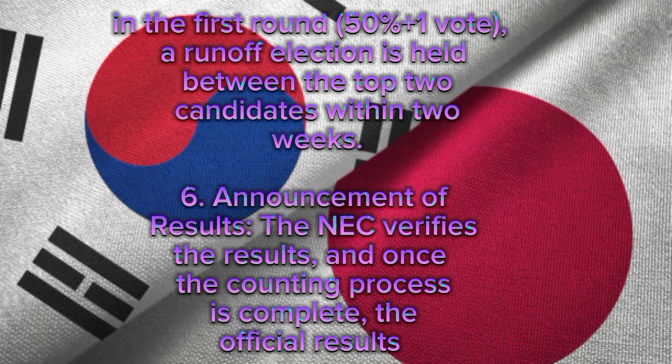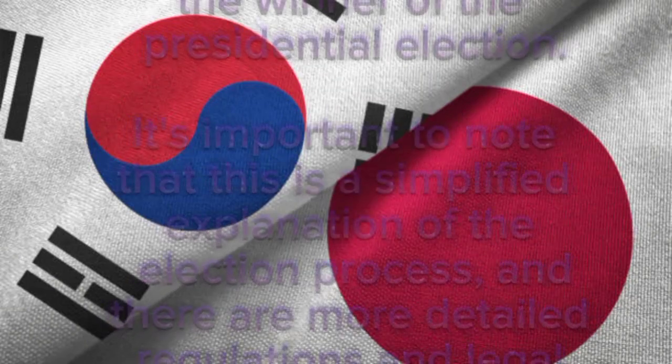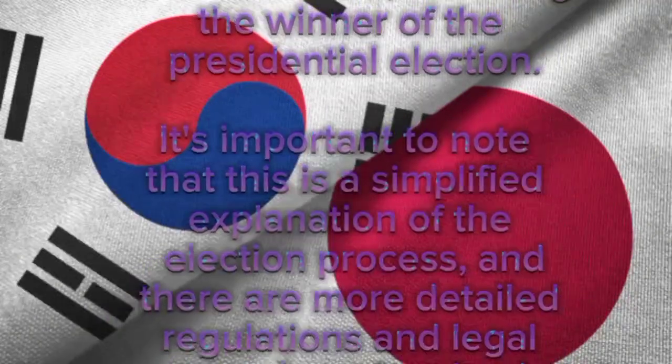6. Announcement of results. The NEC verifies the results, and once the counting process is complete, the official results are announced, declaring the winner of the presidential election.